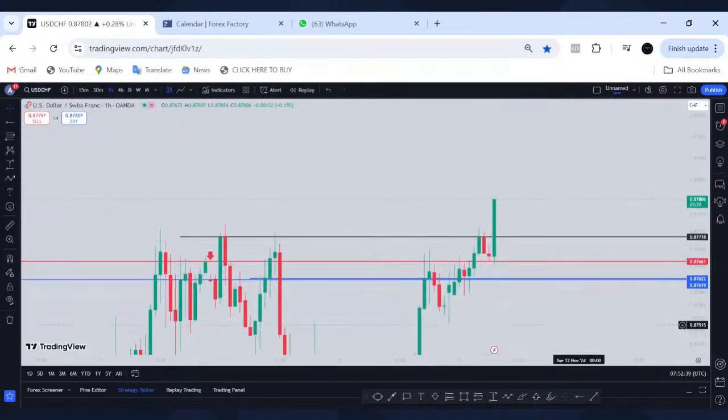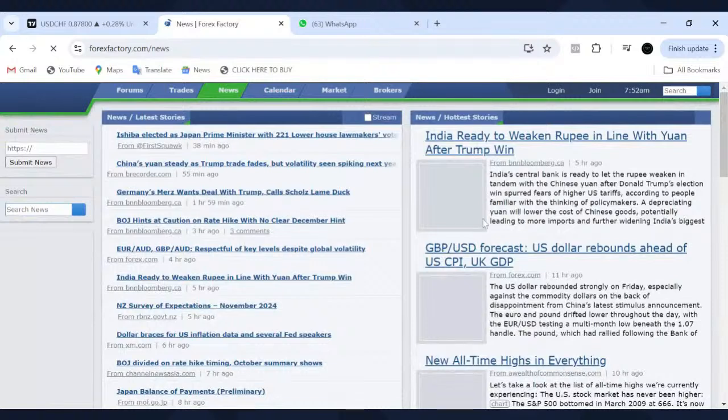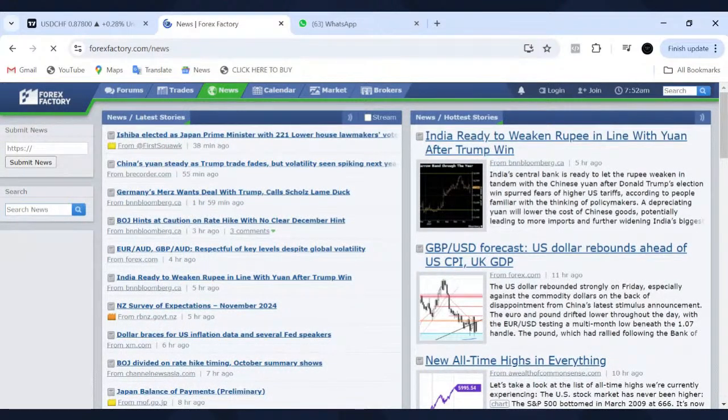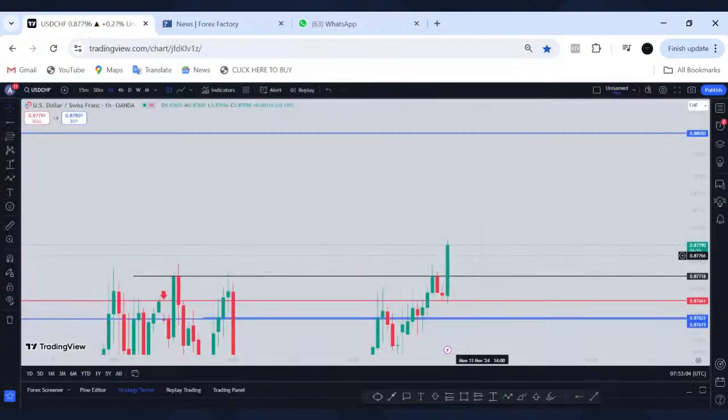See how it has moved. There was no news event, so let me check the news. There was no unexpected news event. Price has really moved well.